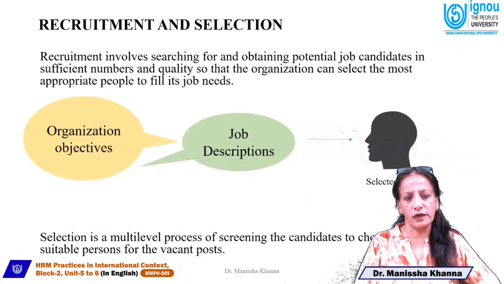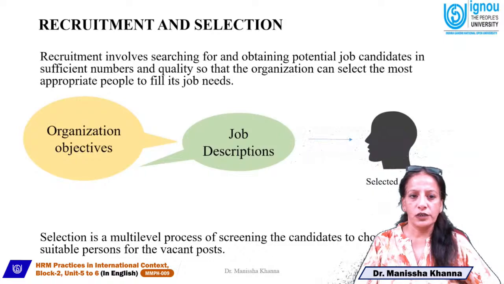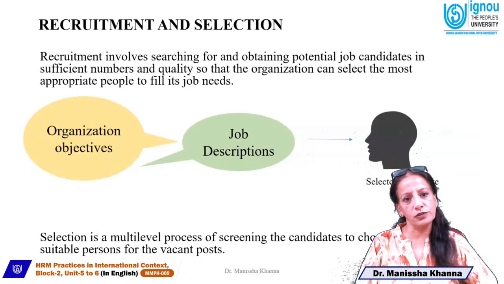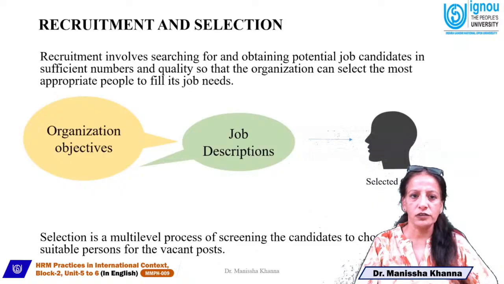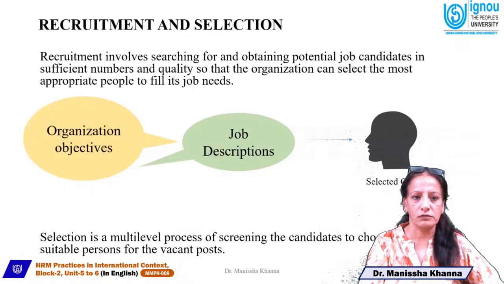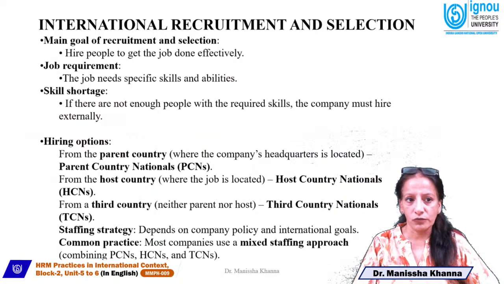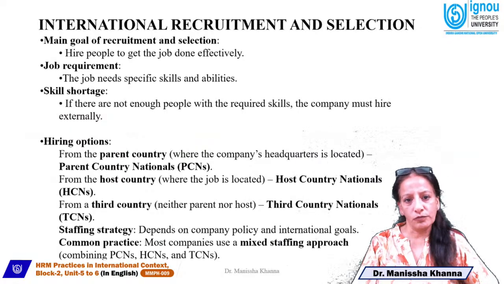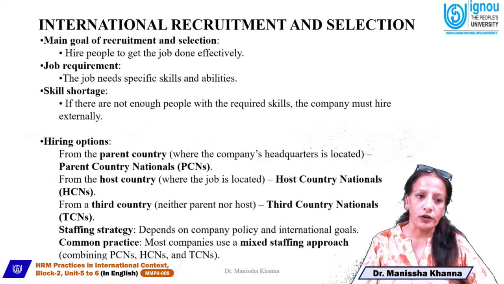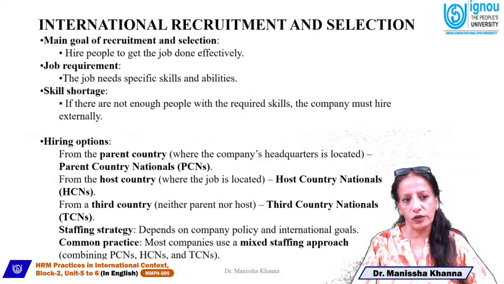The selected candidate comes from the pool of candidates available in the database, or maybe from the industry, where the organizational objective and the job descriptions match. Then we select the right candidate. But in international recruitment and selection, the main goal is to hire people to get the job done effectively at the international level, in international organizations.